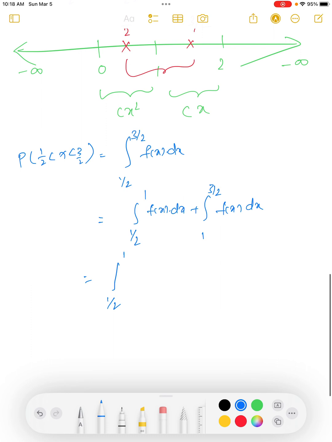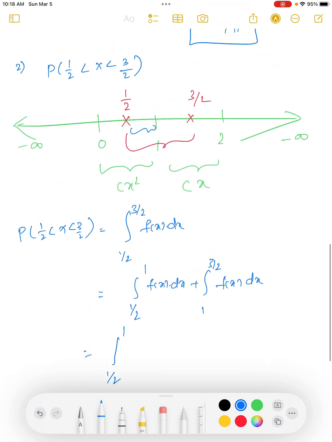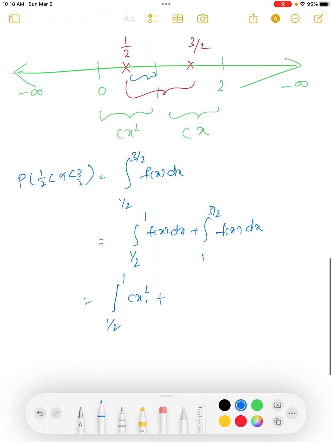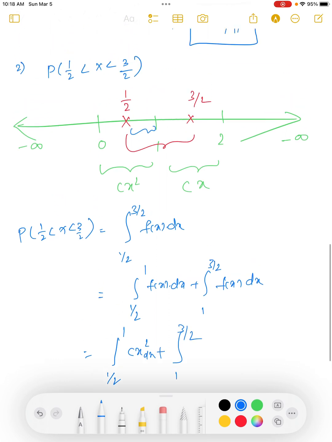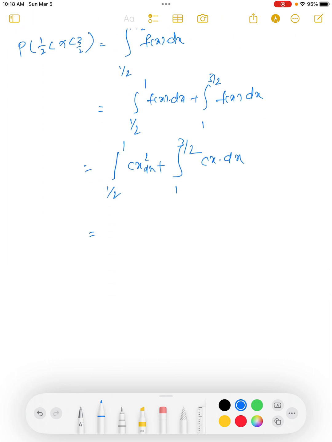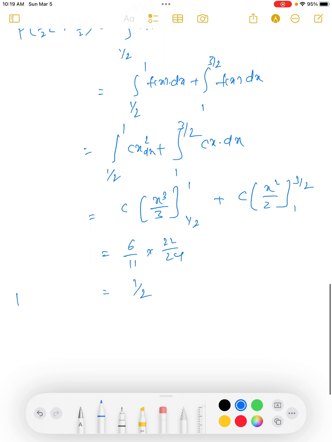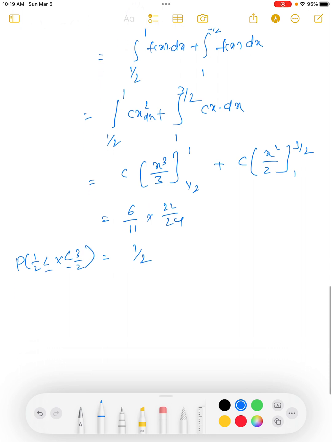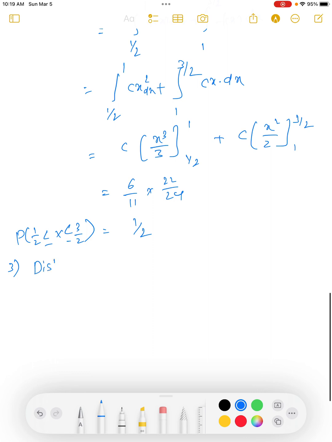The function between half and 1 is cx square, and from 1 to 3 by 2 it's cx dx. So it's c x cube by 3 from 1 by 2 to 1 plus c x square by 2 from 1 to 3 by 2. Substitute c and the limits, and you'll get around 22 by 24 times c, that is the value. It is the same with less than or equal to; both are the same. The third one is the distribution function, which is important.